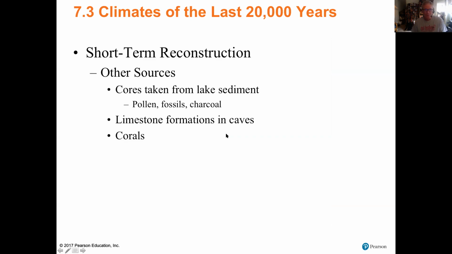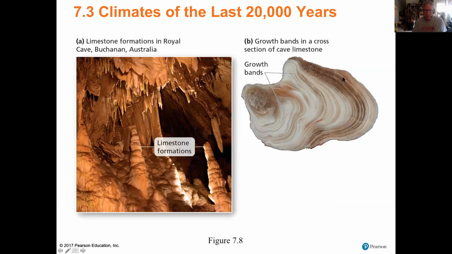You can take cores from lake sediments. That's a very common way to do that, and many geology programs do that. You can look at the limestone formations in caves, and do a cross section of those. And again, you can see the growth bands there, kind of the same thing.